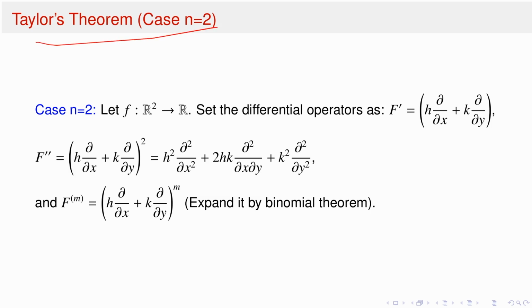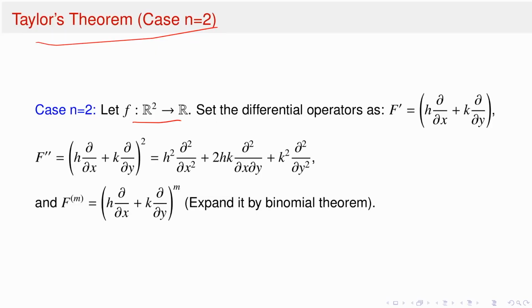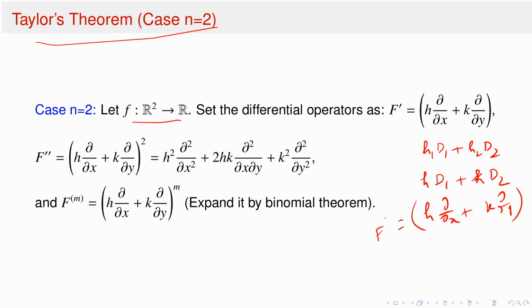Look, Taylor's theorem for the case n equal to 2. Just focus on a function from R2 to R. Suppose I want to talk about Taylor's theorem of order m. Earlier you had h1 d1 plus h2 d2. Now I am writing h del x plus k del y, because in this case I have a function of two variables, R2 to R. So, this is my operator, and I am writing it as F prime.